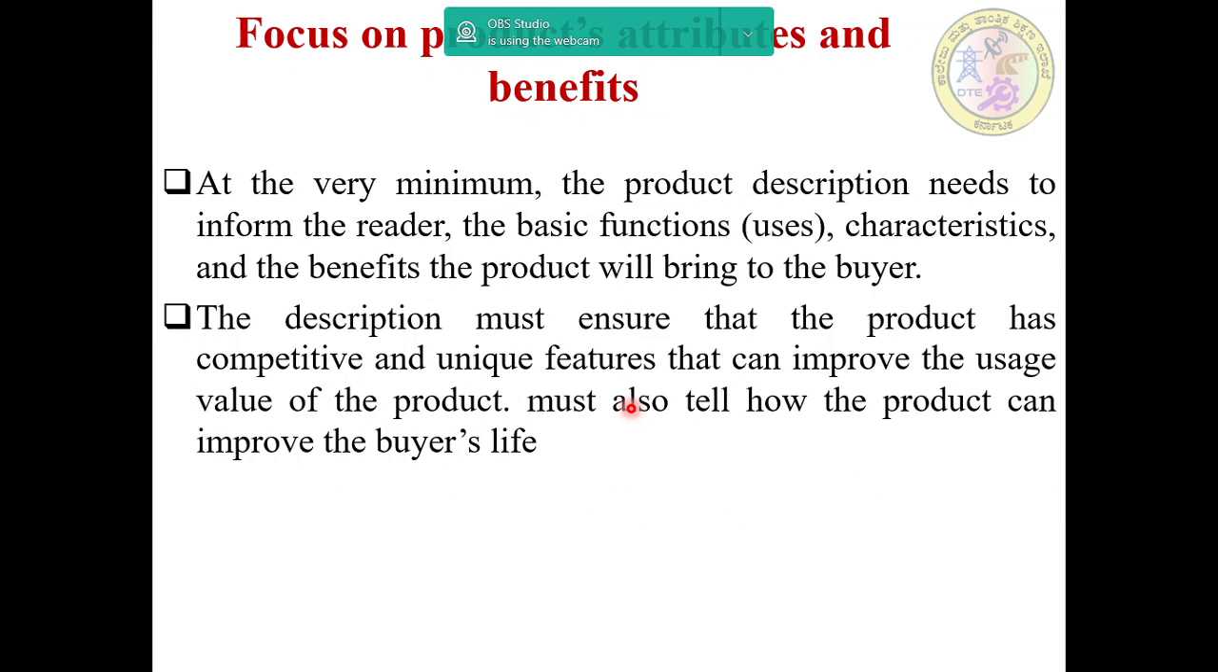And then next one is focus on product attributes and benefits. In this, at the very minimum, the product description needs to inform the reader of the basic functions, characteristics and the benefits the product will bring to the buyer. The description must ensure that the product has competitive and unique features that can improve the usage value of the product. It must also tell how the product can improve the buyer's life.